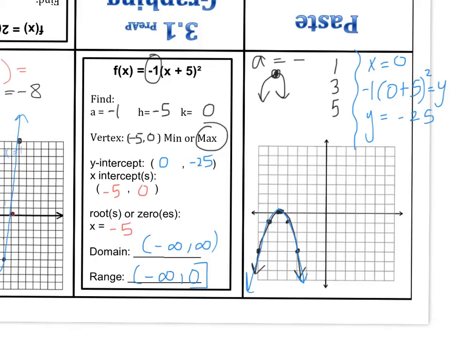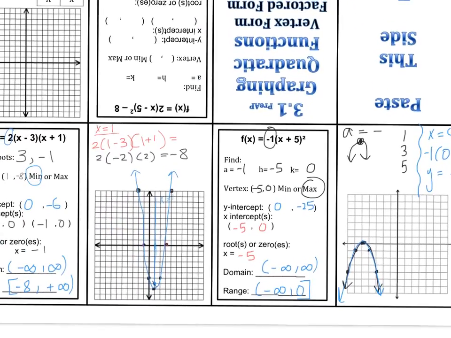Now that's all for this lesson. Make sure that you do all the odd numbers in the practice sheet.